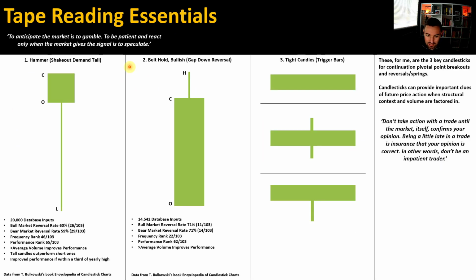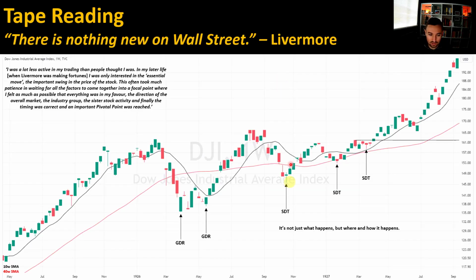So these are the candlesticks I want you to dial in your pattern recognition to, and these lay the foundations for the 3 setups that I'm going to be teaching you in this video. It is a variation of a hammer type candlestick that I call a shakeout demand tail, a belt hold bullish, which I also call a gap down reversal. What happens, it's context obviously if it gaps down or if it gaps up, but I'm looking specifically for when it gaps down and then reverses. And then tight candles that I also call trigger bars, but these are all in the context of the stock getting into the exact position that I want it to be in.